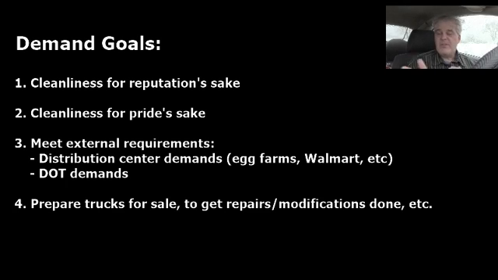And it was the same thing with a lot of these food distribution centers. They had to have a trailer washout that would meet the standards of that distribution center so they wouldn't be rejected.